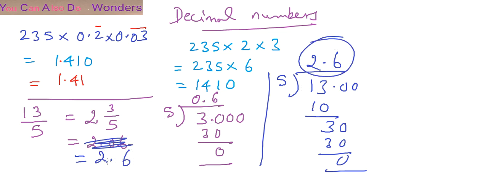Okay, so that means if the fraction 13 by 5 is converted to decimal, it becomes 2.6. Another way of looking at it is 13 divided by 5 equal to 2.6. So it can be interpreted any way.